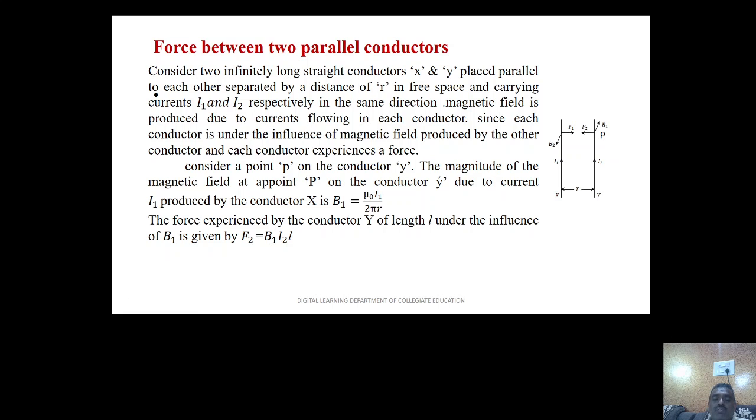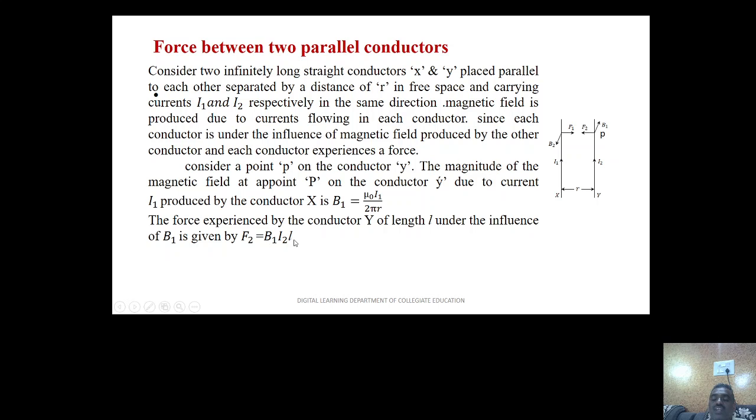The magnitude of the magnetic field at P on the conductor Y, due to the current I1 in the conductor X, is B1 equal to mu naught I1 divided by 2 pi r. We already know this relation. Then the force experienced by the conductor Y, due to the length L under the influence of B1, is given by F2 equal to B1 I2 L.